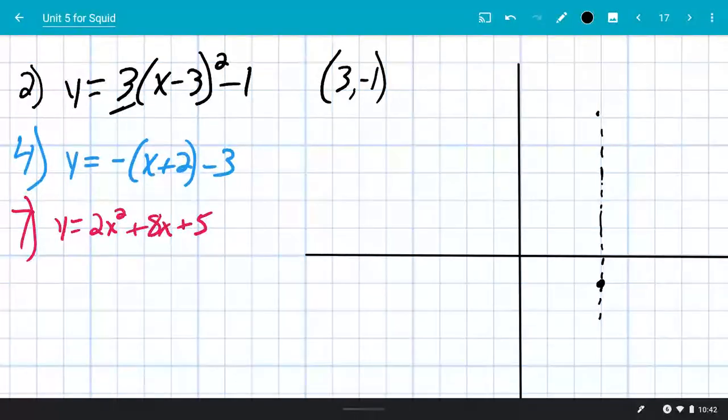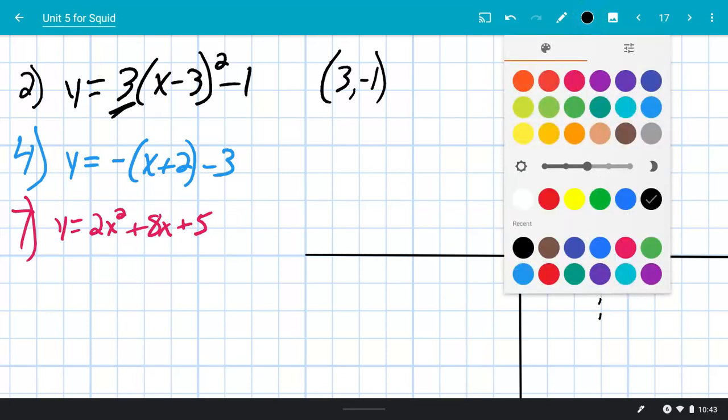Yeah, use our A value. In this case, our A is 3. So I'd go up 3, 1, 2, 3, to the right 1, up 3, left 1. That's enough points. There is my parabola. Remembering? Let's look at the second one.